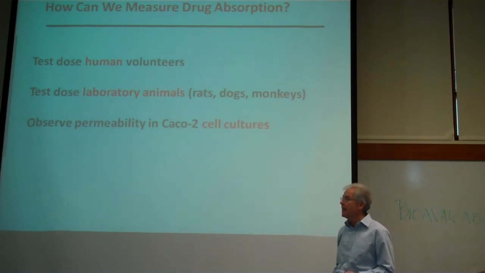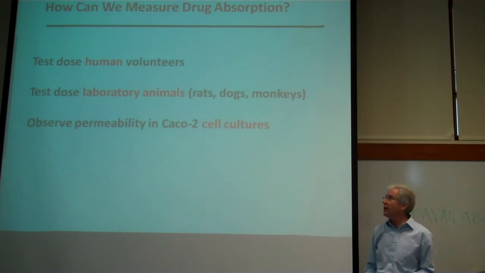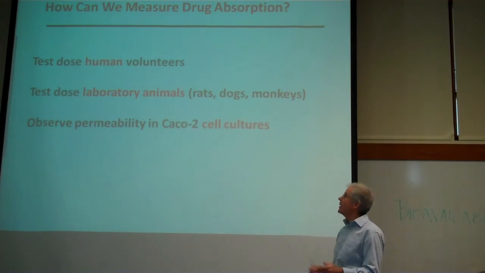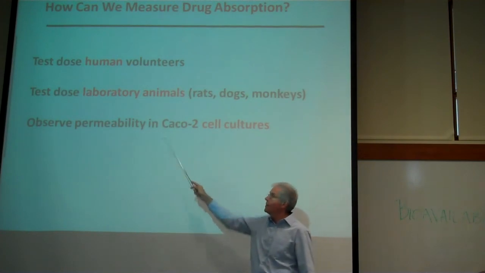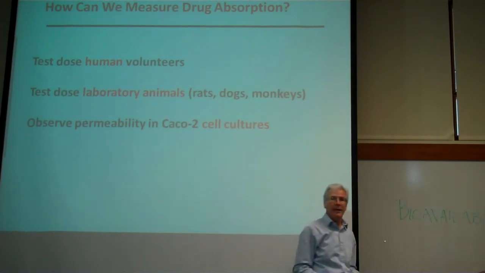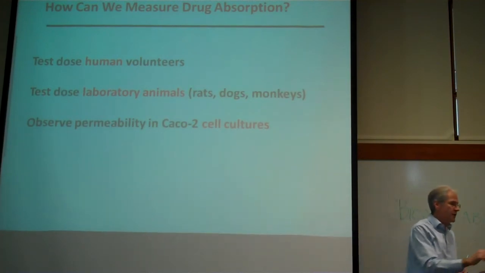animal welfare. So a very useful alternative is in the laboratory to use human cell cultures to measure permeability and use permeability as a predictor for human oral drug absorption.